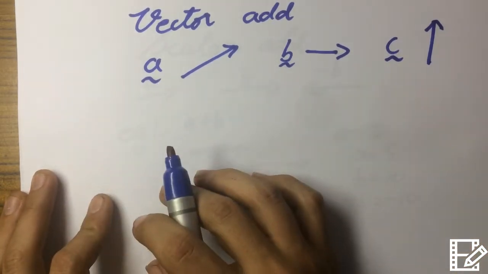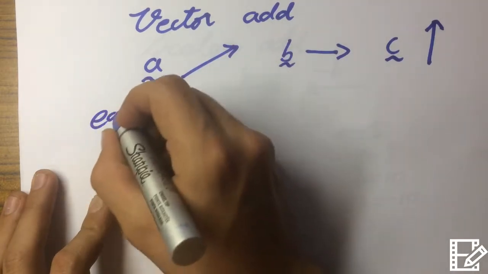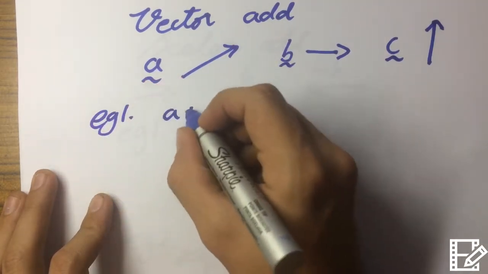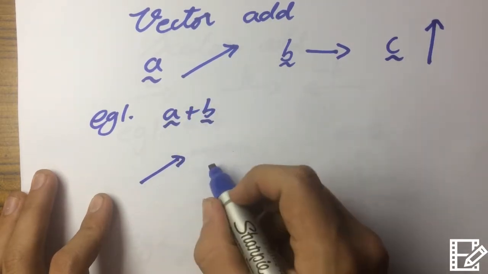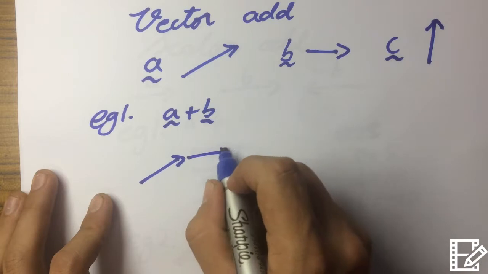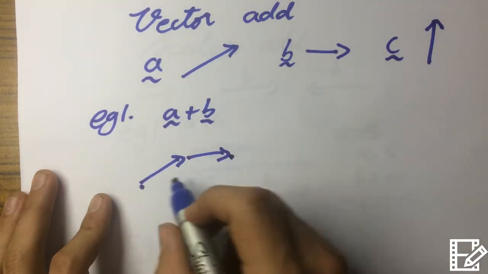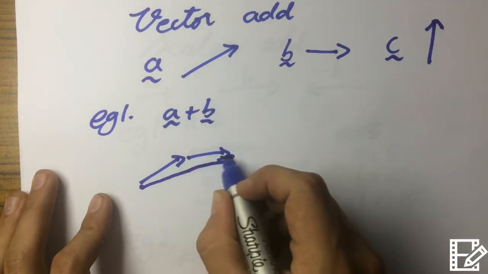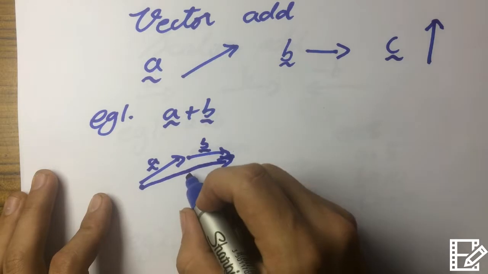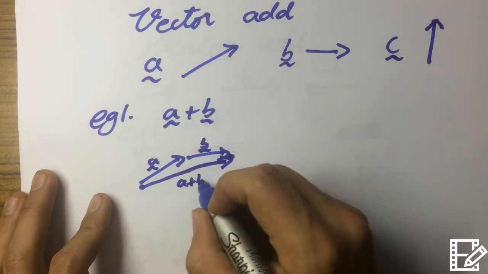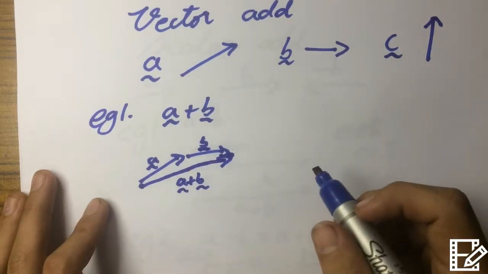So let's say we have example 1, A plus B. That means this plus B. Therefore, from the original point to the final end point, we have A here, we have B here, and this is A plus B. This big arrow is A plus B. That makes sense.